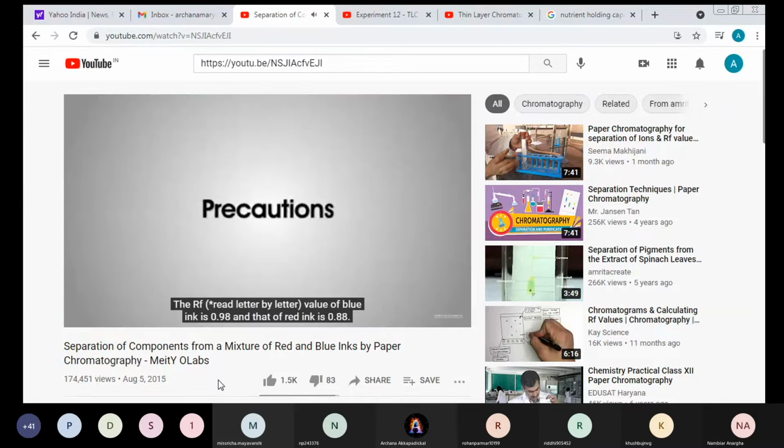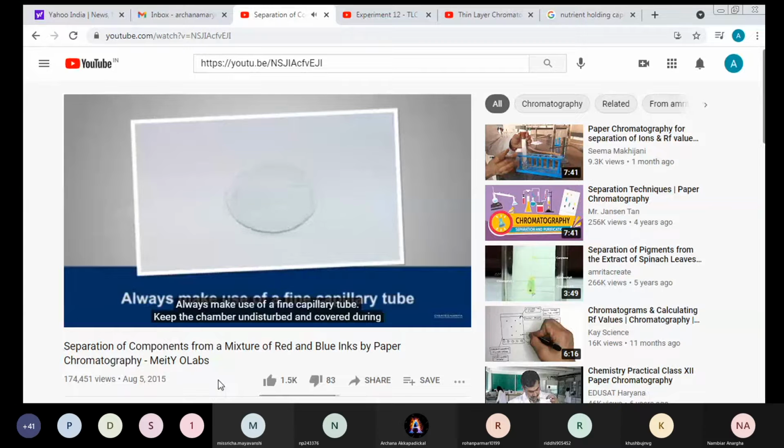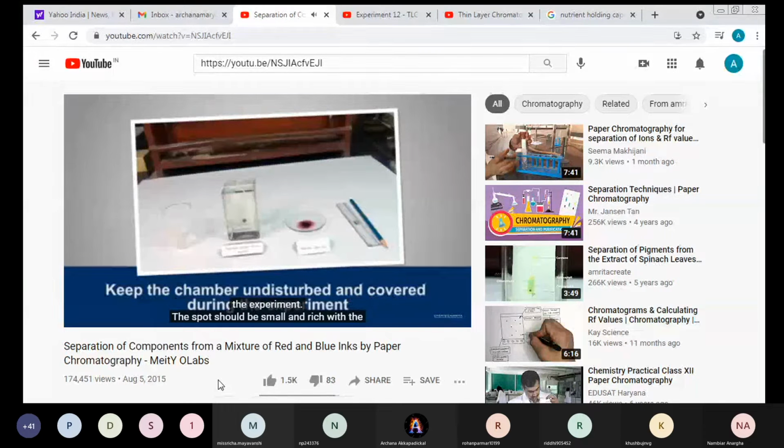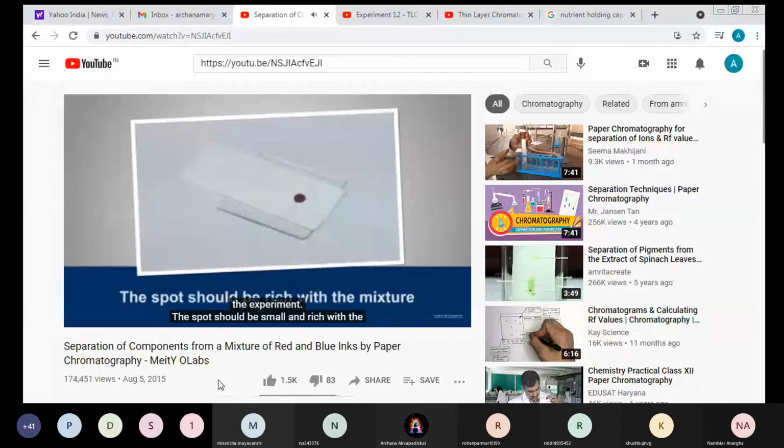Precautions: always make use of a fine capillary tube. Keep the chamber undisturbed and covered during the experiment. The spot should be rich with the mixture.